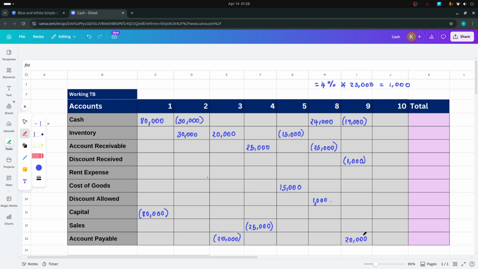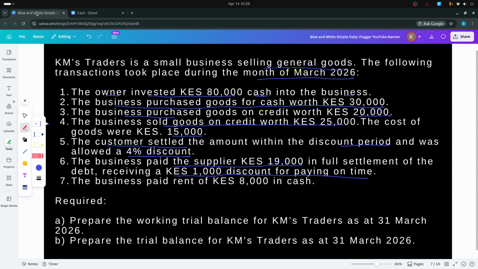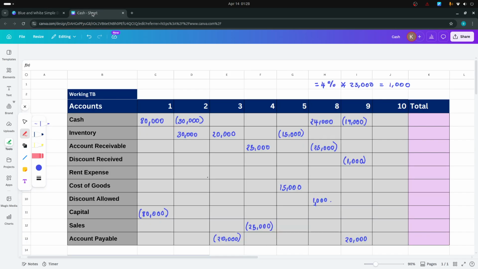When you want to reduce a liability account, what do you do? You debit that account. Okay, so let us look at the last transaction, which is the business paid rent of Kenyan shillings 8,000 in cash. So we need to recognize an increase to our rent expense account by doing what? We debit that account. Why? Because when we want to increase an expense account, we debit it. And what is happening? We are paying in cash. So we need to recognize a decrease to the cash account by 8,000.